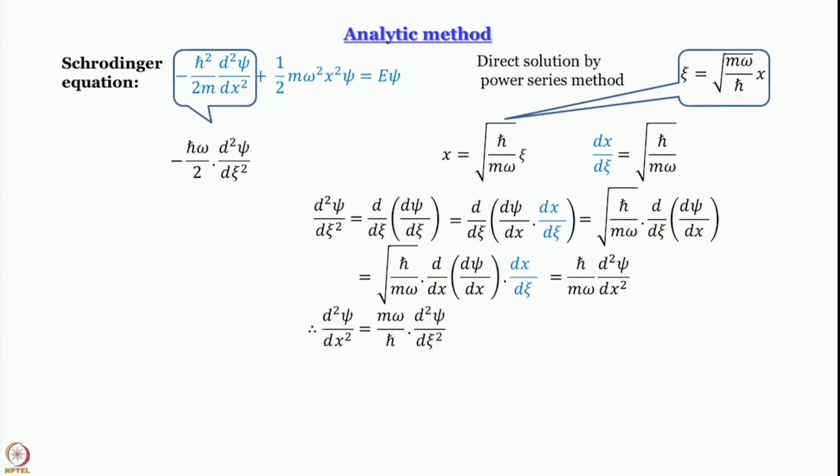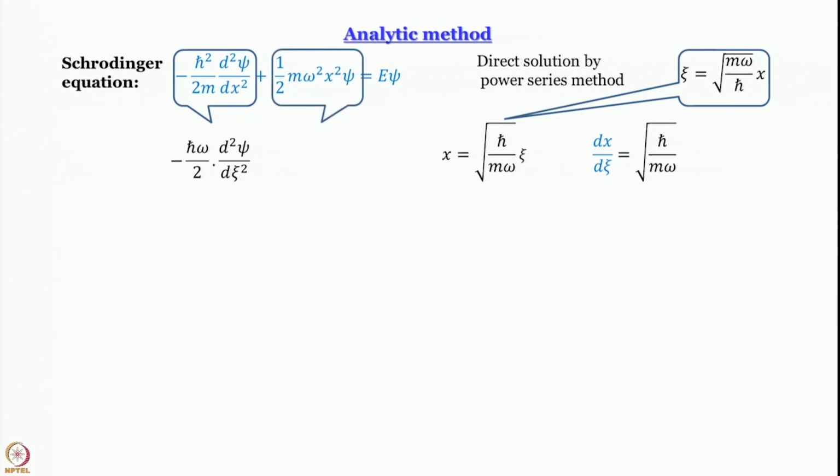So, d2 psi dx2 very easily is m omega by h cross d2 psi d xi 2. So, what we do is instead of d2 psi dx2 we are going to write this, and then we are going to multiply by minus h cross square by 2m. So, minus h cross square by 2m multiplied by m omega by h cross d2 psi d xi 2 gives us minus h cross omega by 2 d2 psi d xi 2, right. That is what we have written here. So, we have worked out the first term on the left hand side of Schrodinger equation in terms of not x but xi.